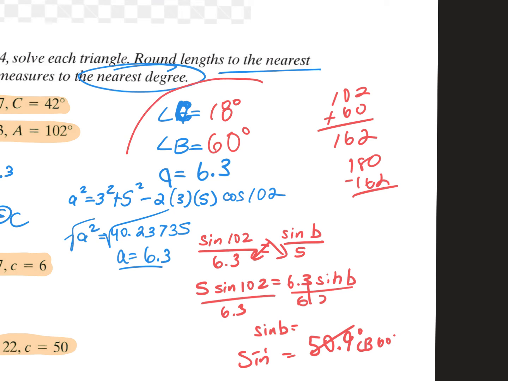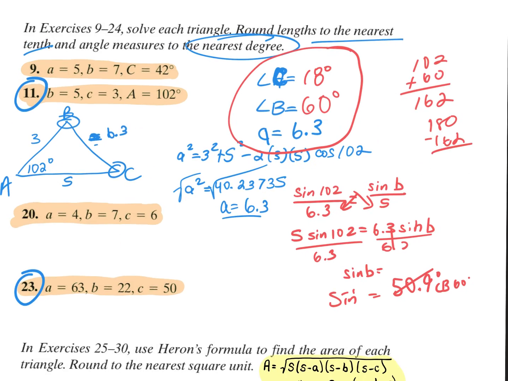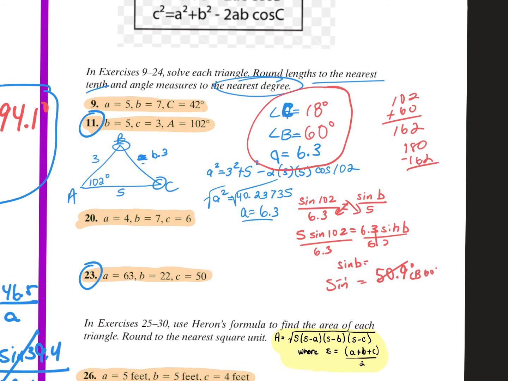Now, at this point, some of you are like, how do I check my answer? Well, you can kind of check here by saying the longest side should be across from the biggest angle. Correct? The shortest side should be across from the shortest angle. Is that the case? What's the smallest angle? 18? What's the smallest side? 3? Good. What's the biggest angle? 102? What's the biggest side? A is 6.3.